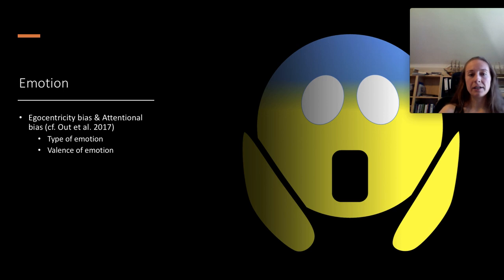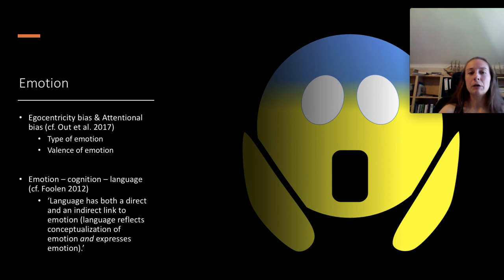Now, in addition to those two biases, we have to think about how language and emotion relate to each other and are linked to each other. And Foolen, apologies for mispronouncing that name most likely, claims that there's both a direct and indirect link between language and emotion, in that language reflects conceptualization of emotion and expresses emotion. And he gives us two very nice examples related to tasting something you don't like. So you could say yikes or yuck. That would be an expressive emotional outburst. That would be just expressing emotion. You could also describe what is going on. For example, his sentence, "Then I find that food disgusting." Here you reflect the conceptualization of your emotion rather than express your emotion directly.